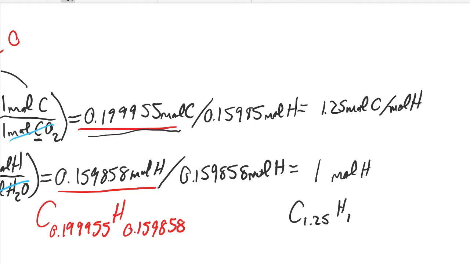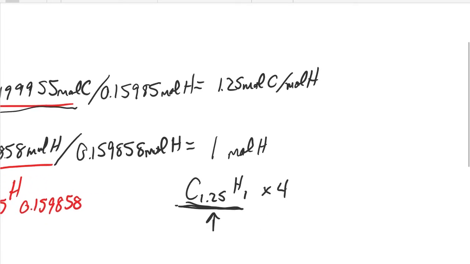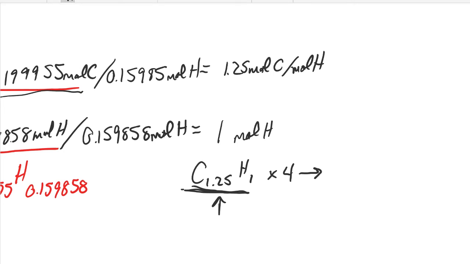So now we could write out a formula of C1.25H1. Now this is a lot closer to having whole number ratios, but we're still not there yet. We have this 1.25 here for the carbon. Well, we can get rid of that if we multiply all of our numbers by 4. By doing so, we end up with C5H4.